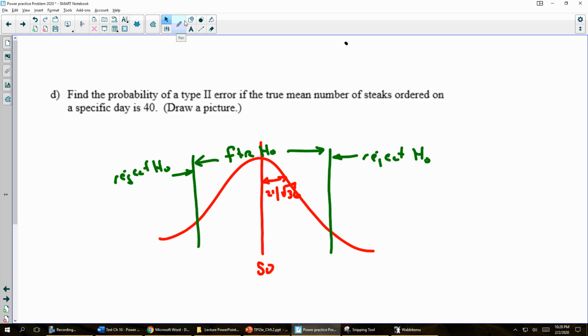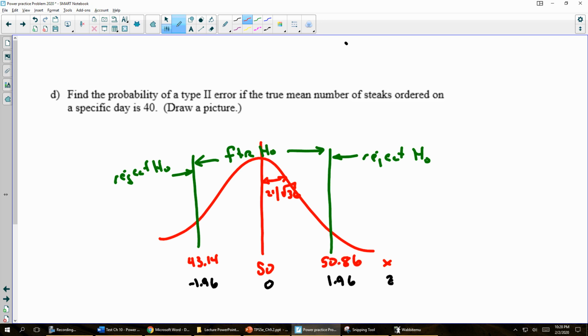We discovered that the critical values here were negative 1.96 and 1.96. That's in terms of Z. But back in terms of steaks, these numbers were 43.14 and 50.86.